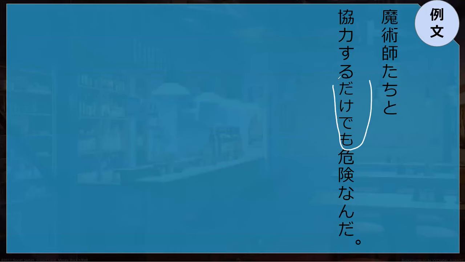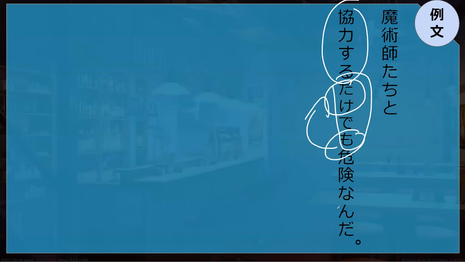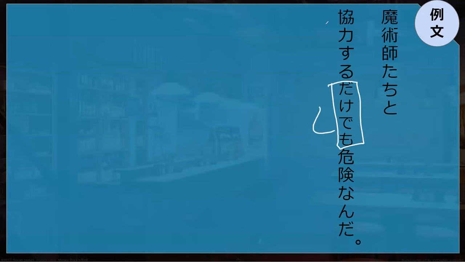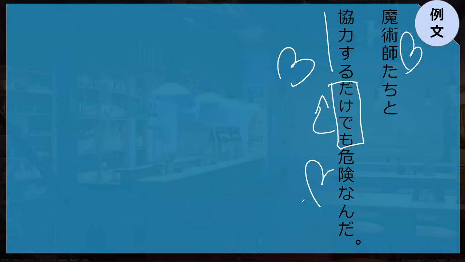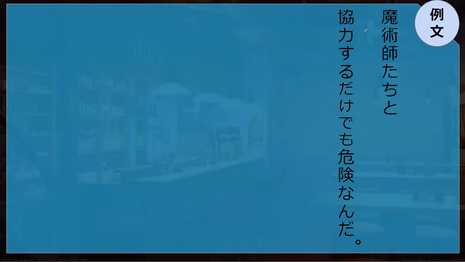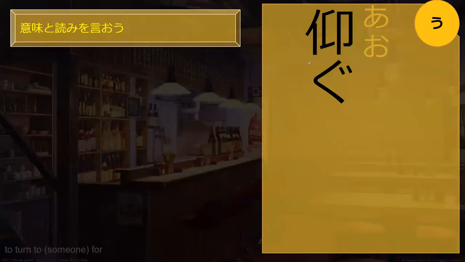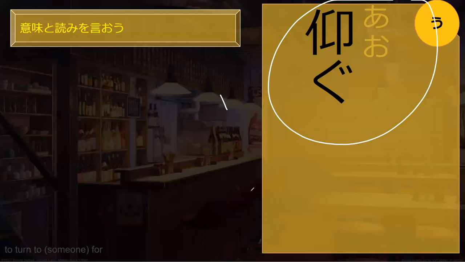So dake demo means even if dake. So even if you are only kyoroku suru, that is kiken. Even if all you do is kyoroku suru. Even if we just cooperate with the other magician, it is dangerous. Exactly. Meaning the danger is coming from the other magician? Probably. Or is he referring to the task being dangerous? Well, you haven't seen the goal sentence yet, so I could have possibly given you different people doing the actions than the one that the main character is actually saying is dangerous to work with.